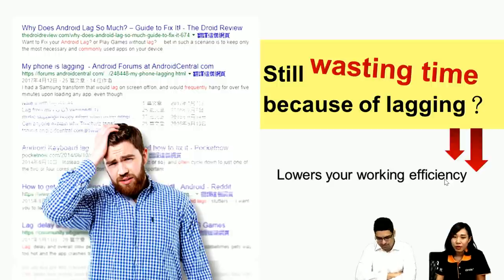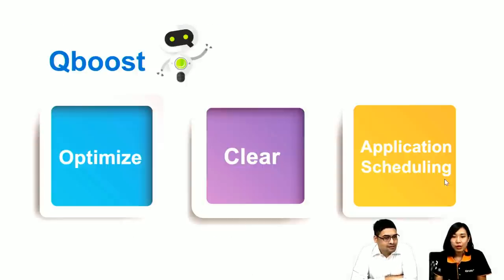Yes, it takes time. So in order to help users recycle the resources, solve the lag problem, and enhance the system more efficiently, here comes the QBoost. And QBoost includes three functions. The first one is optimize, and then clear, and application scheduling. And I will introduce them separately.